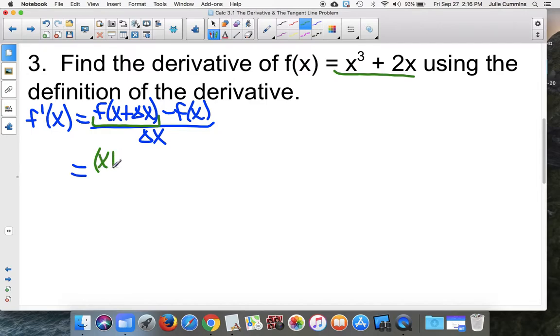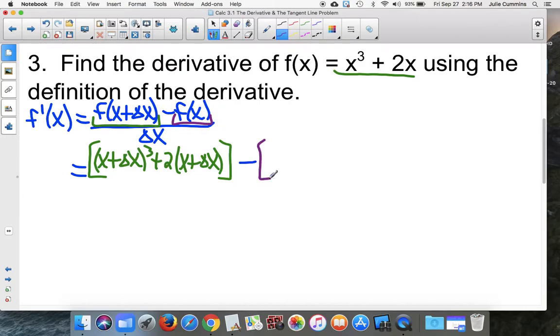So we're going to do x plus delta x cubed plus 2 times x plus delta x. I'm going to put that in brackets just so you can see that separating. Then we're going to do minus f of x. So minus, and then f of x, I'm going to put that in a bracket. X cubed plus 2x all over delta x. That's the calculus part, getting that plugged in. The rest is algebra here, okay? So the calculus is actually easy. It's the algebra that's hard.